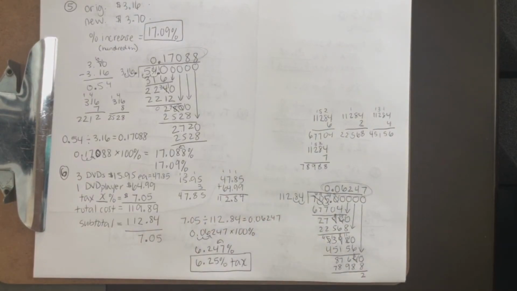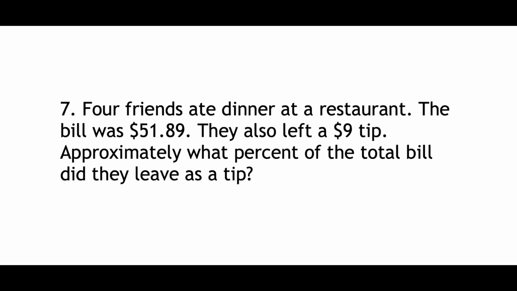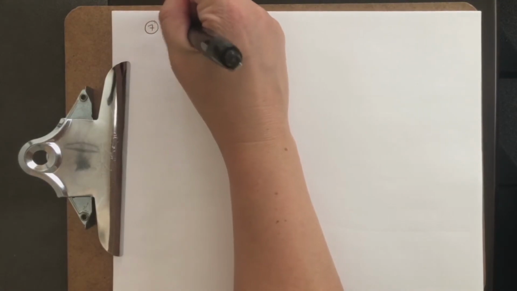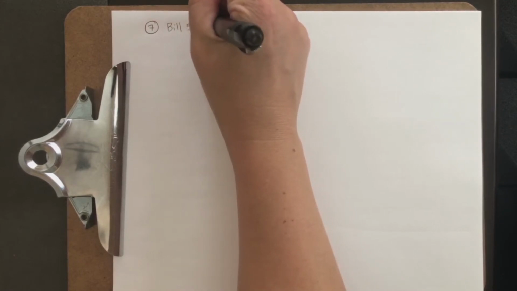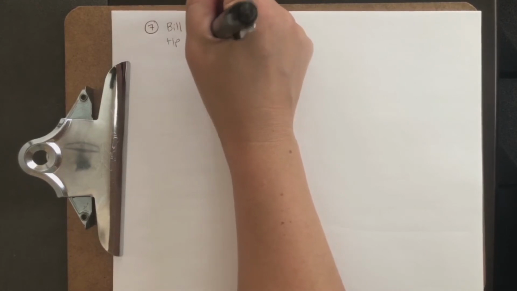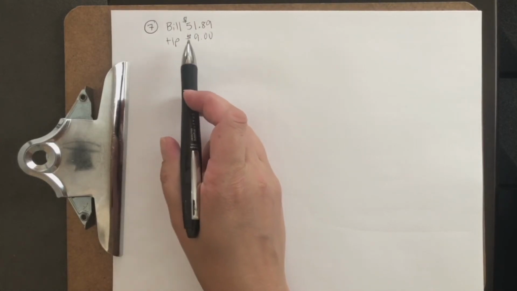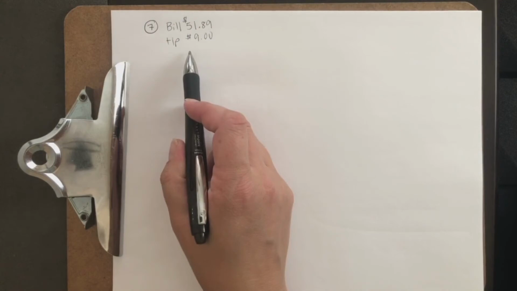Okay, let's do number 7. 4 friends ate dinner at a restaurant. The bill was $51.89. They also left a $9 tip. Approximately what percent of the total bill did they leave as a tip? So bill, $51.89, tip, $9. Okay, approximately what percent of the total bill did they leave as a tip?